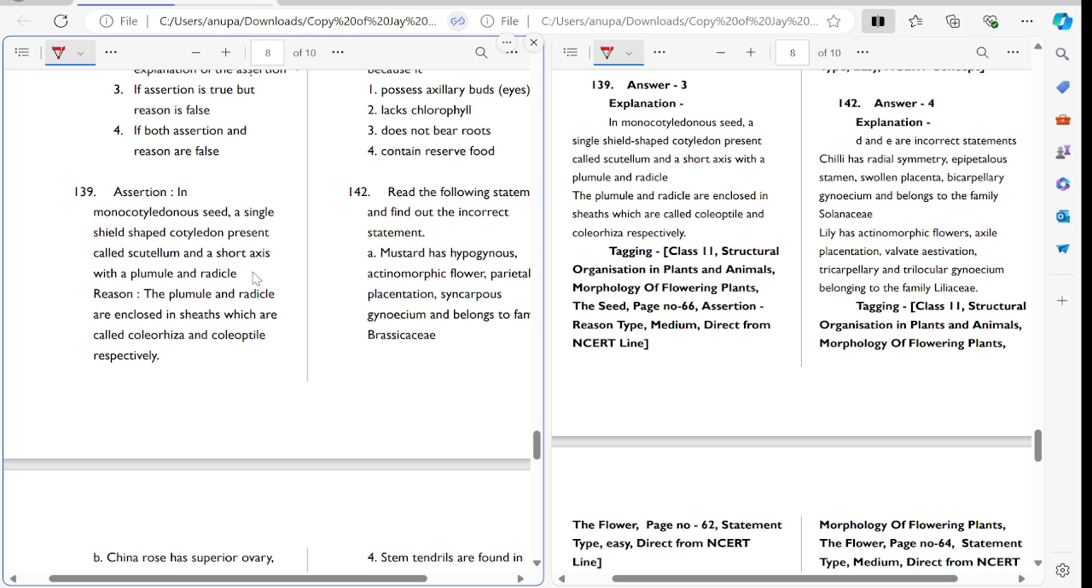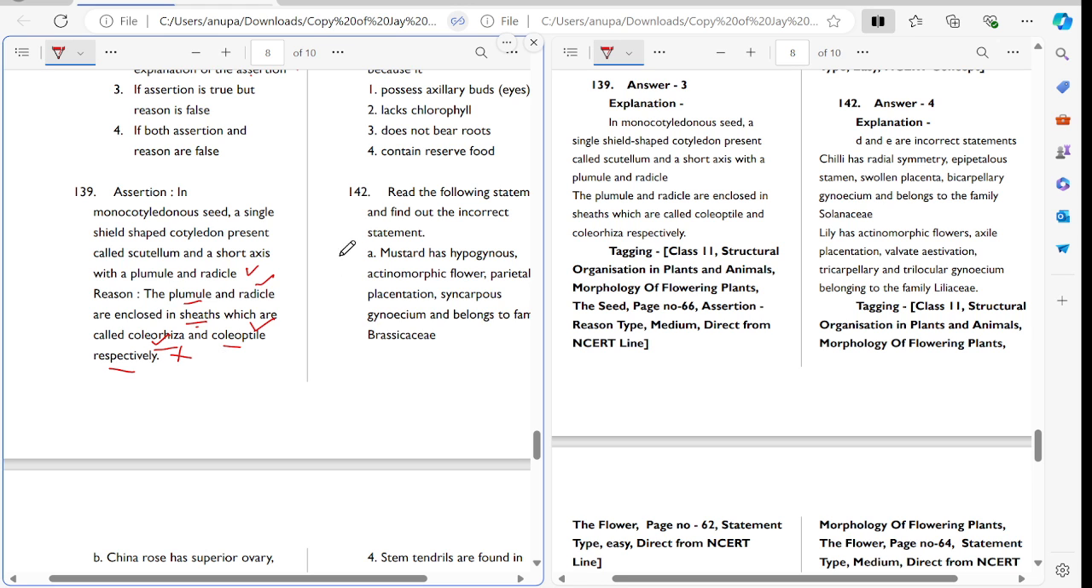So this is true. In monocotyledon seed, a single shield-shaped cotyledon is present, called scutellum, and a short axis with a plumule and radicle. This is true. Let's read the reason. Reason states that the plumule and radicle are enclosed in sheaths. This is correct, which are called coleorhiza and coleoptile respectively. This is not correct because the sheath which covers plumule is called coleoptile, whereas the sheath which covers radicle is known as coleorhiza. So reason is false.